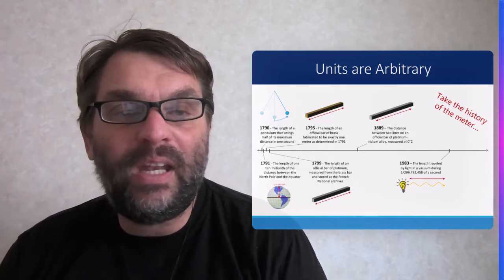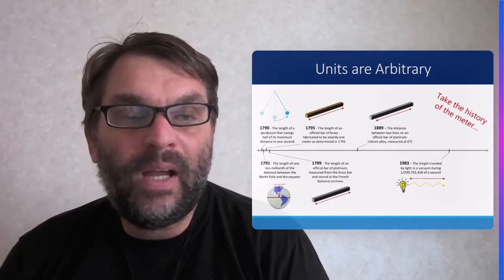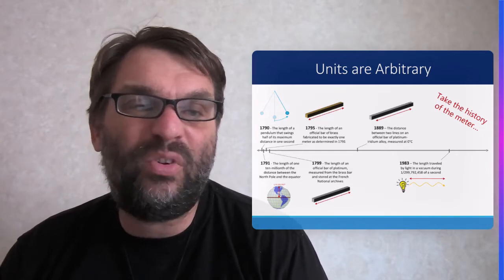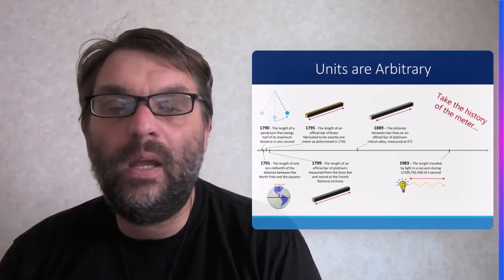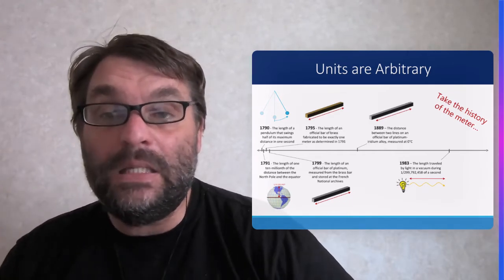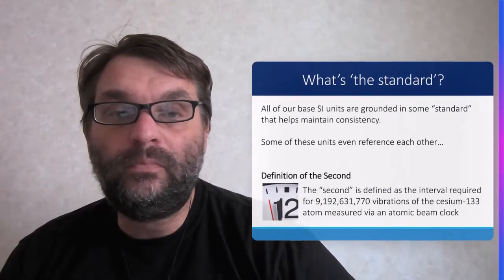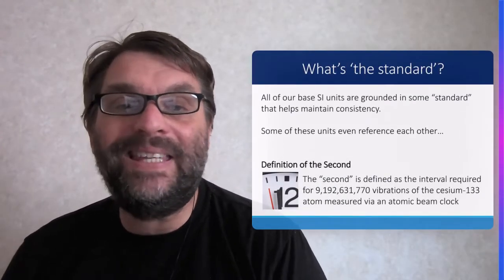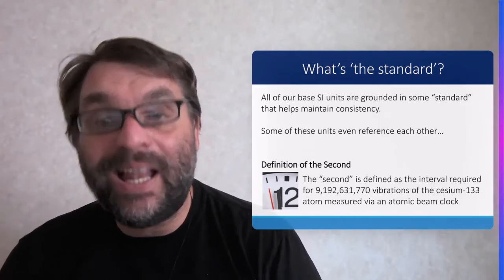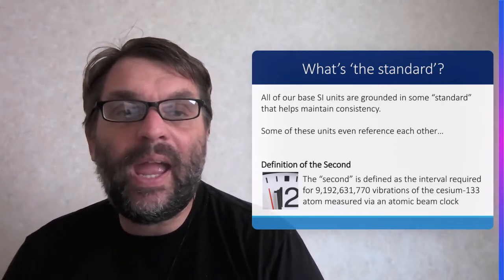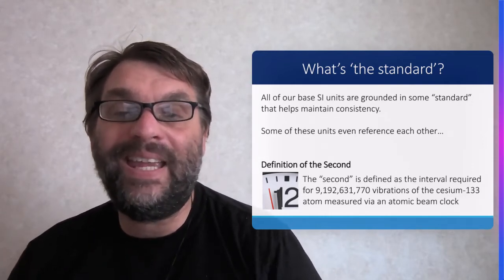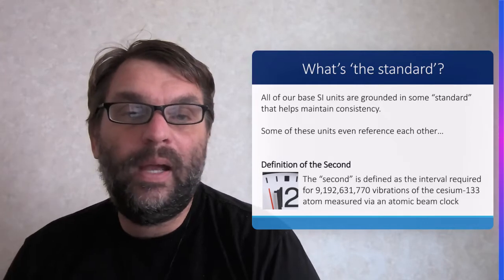And then finally, in 1983, it became the length travelled by light in a vacuum during 1/300,000,000th of a second. That's now our definition of a meter. So it has changed, and that's an example of a standard. We use the system known as the Système International, from the French, and it means that we have to have a standard for each of our units to maintain consistency over time.